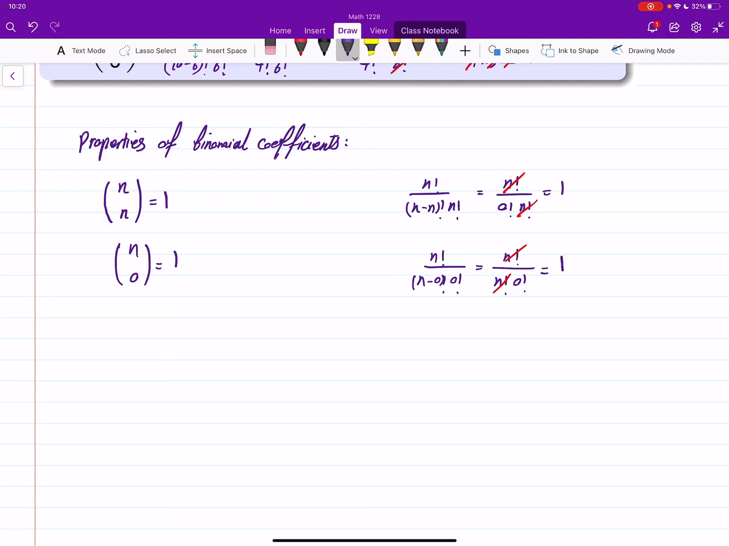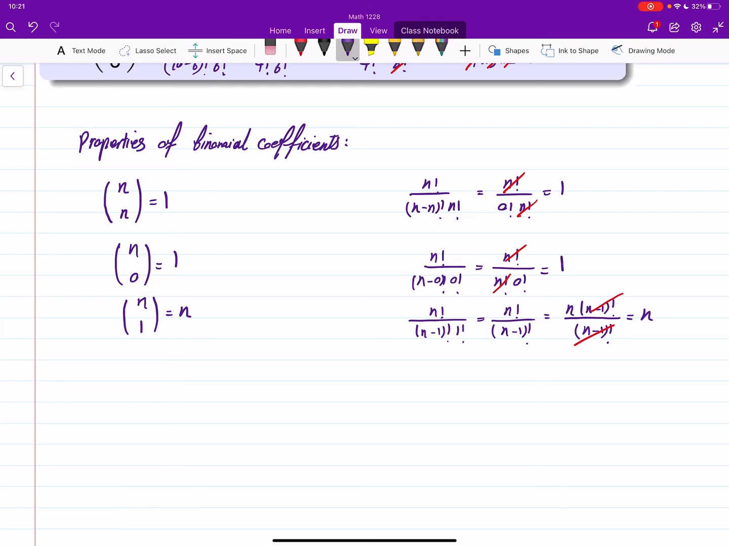There's one more thing that you can always see, that n choose 1 is, well, let's compute: n factorial over n minus 1 factorial times 1 factorial. 1 factorial is just 1. n factorial we can write as n times n minus 1 factorial, then divided by n minus 1 factorial. This way you can cancel these two. The final thing that we will have is n. So n choose 1, for any positive integer n, is n.